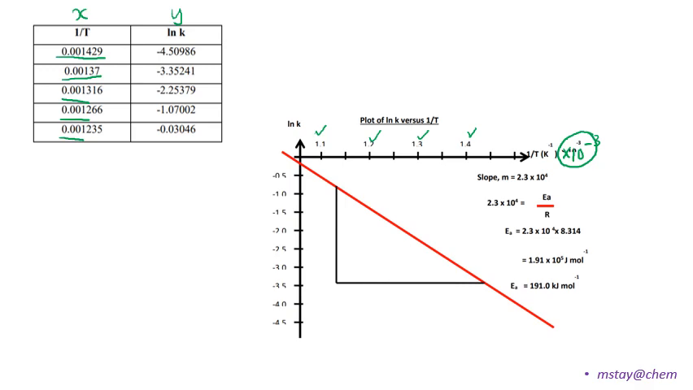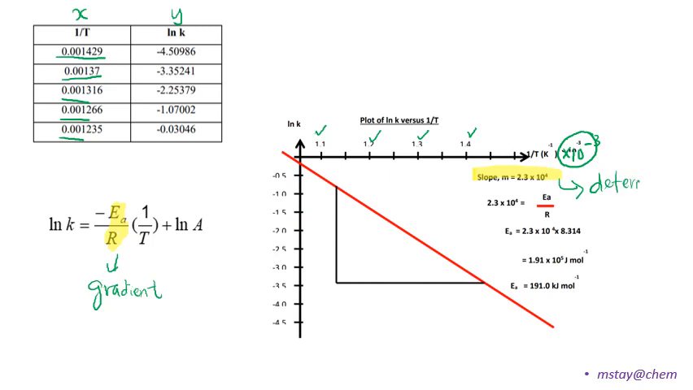So the slope that you determine over here is 2.3 exponent 4. We can ignore the negative because the negative is just showing that it is a negative slope. When we refer to the Arrhenius equation, the EA over R means the gradient. So the gradient that you determine is determined from the graph.